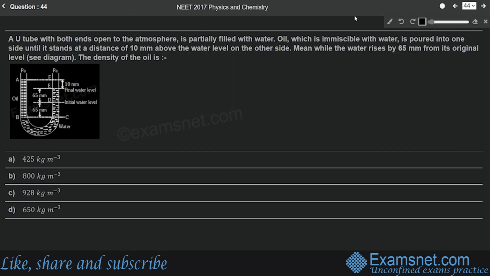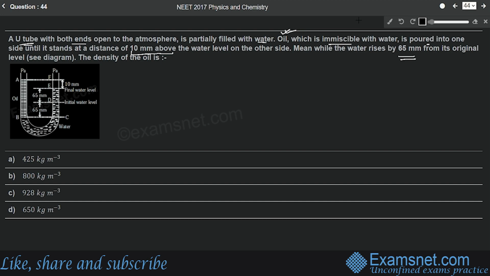Now question number 44 is from mechanical properties of fluids, and the question is: a U tube with both ends open to the atmosphere is partially filled with water. Oil which is immiscible with water is poured into one side until it stands at a distance of 10 mm above the water level on the other side. Meanwhile, the water rises by 65 mm from its original level. The density of the oil is, okay.